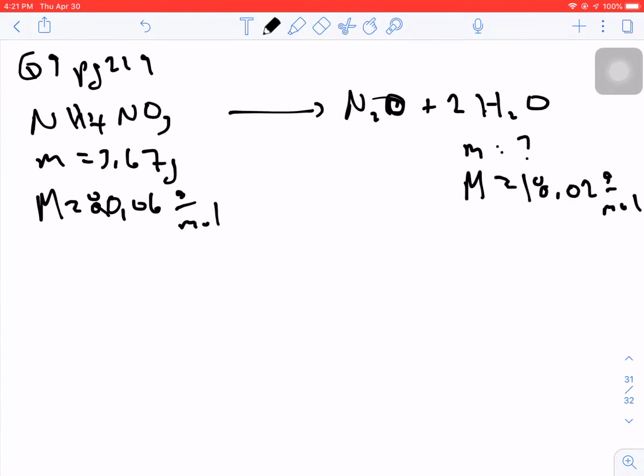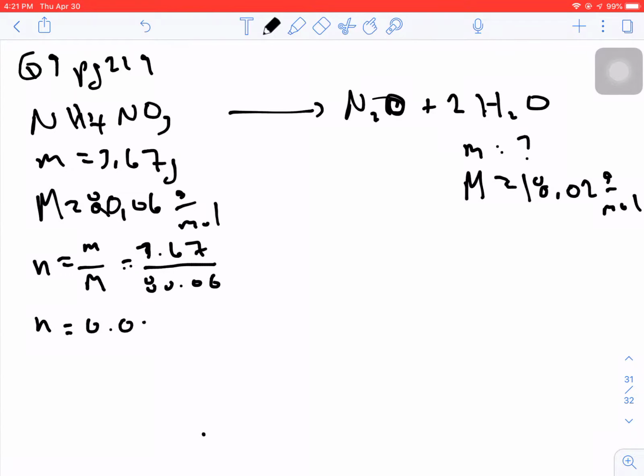Now, I want to start off here by calculating my number of moles, mass over molar mass, 3.67 grams divided by 80.06 grams per mole, and I'm getting the number of moles is equal to 0.0458 moles. So I now know my number of moles of ammonium nitrate, and I'm going to use the little n here to calculate the little n on this side.